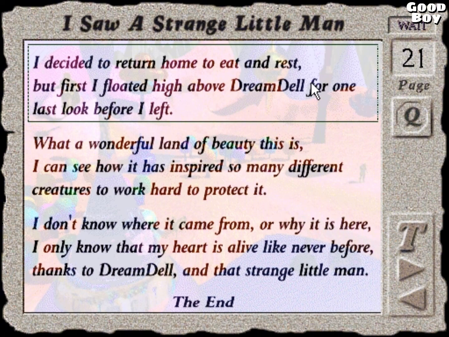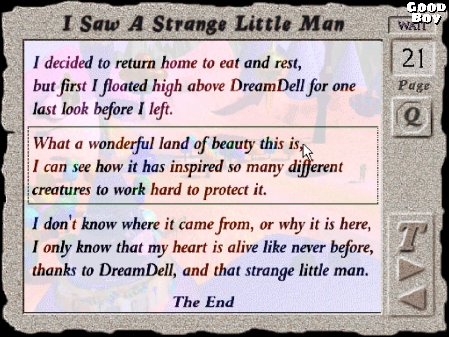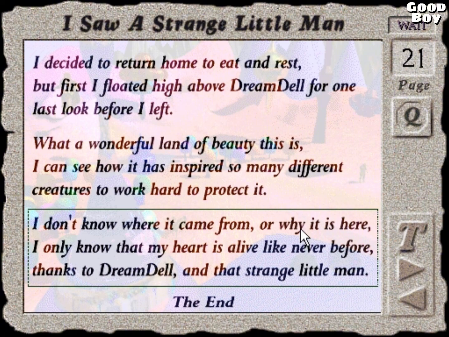I decided to return home to eat and rest, but first I floated high above Dreamdell for one last look before I left. What a wonderful land of beauty this is! I can see how it has inspired so many different creatures to work hard to protect it. I don't know where it came from or why it's here. I only know that my heart is alive like never before, thanks to Dreamdell and that strange little man.